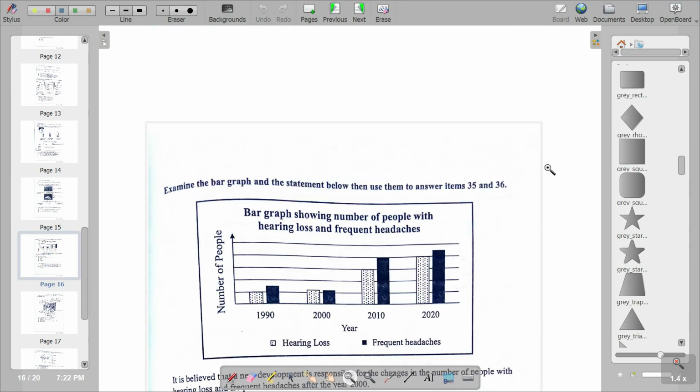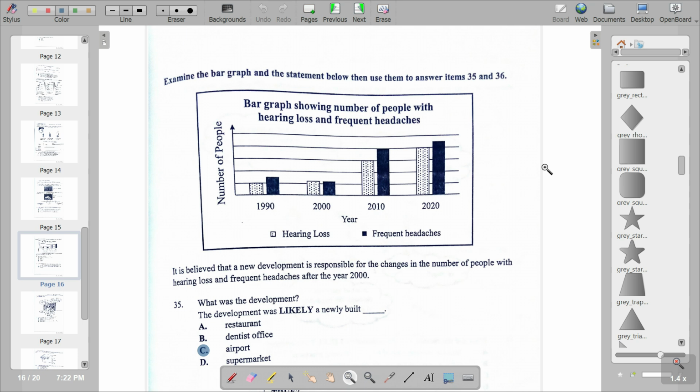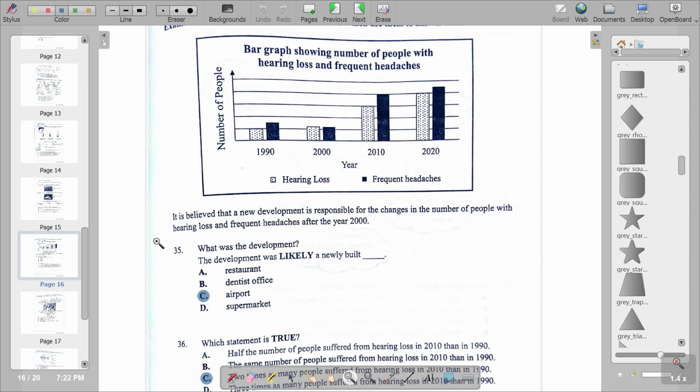Alright, let's get this bigger. I think we're at 35. We're almost there, guys. Examine the bar graph and the statement below, then use them to answer items 35 and 36. So here's a bar graph showing the number of people with hearing loss and frequent headaches, with the number of people on the y-axis and the years on the x-axis. Hearing loss is this one and frequent headaches is this one. So let's see what the question has to offer.